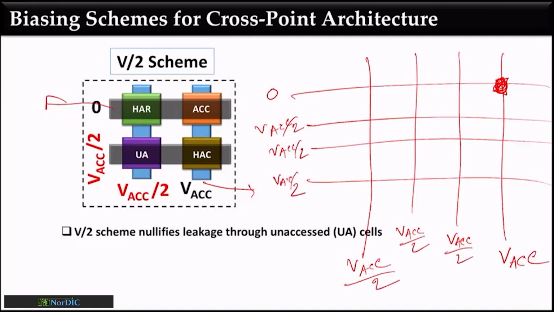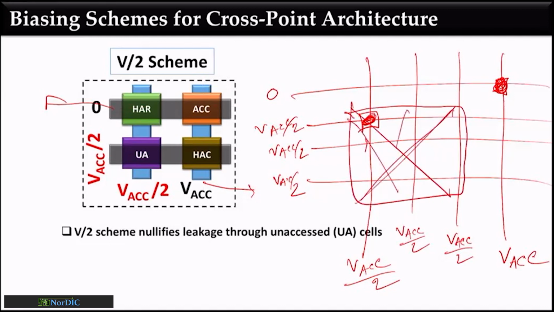Now, if I ask you, what is the total voltage in this particular cell? Can somebody tell me? 0. Yes, because both of the terminals will have the same voltage. And all of these, as you see, will have 0 voltage appearing across them, so nothing will happen to these cells. Except if you see these cells, and you try to find the cell voltage across them, you'll see that they will have a V access over 2 voltage appearing across them. All of them will have V access over 2.